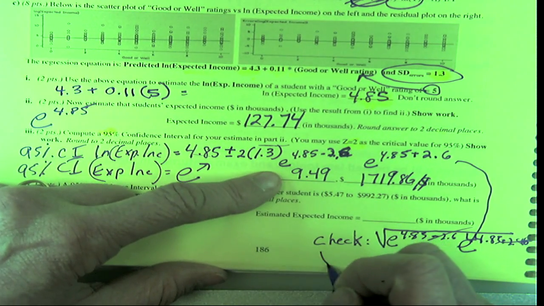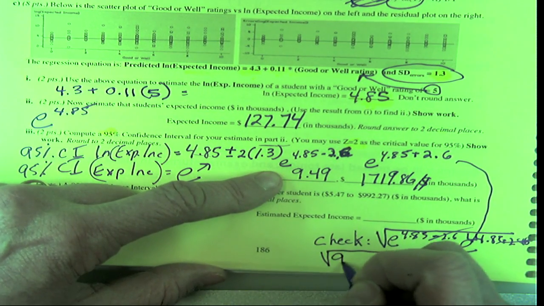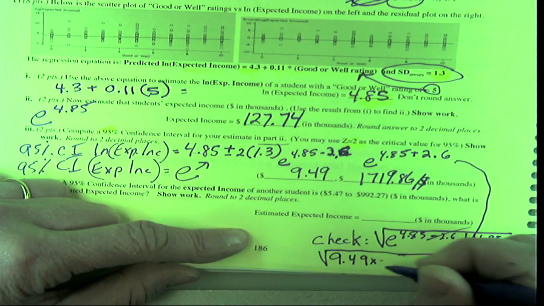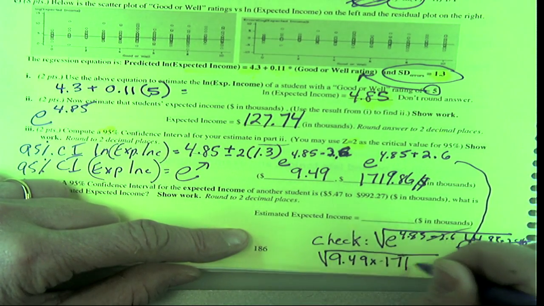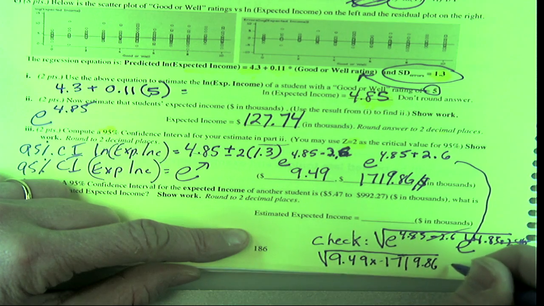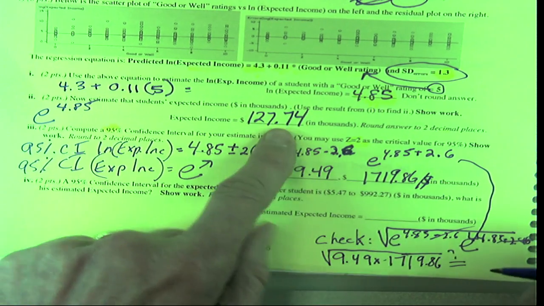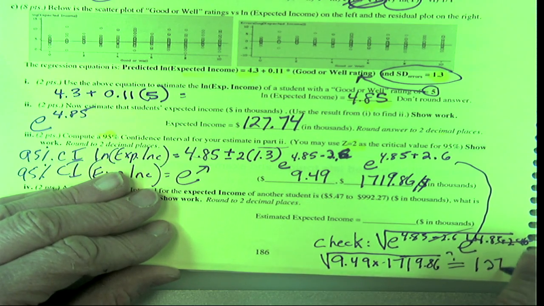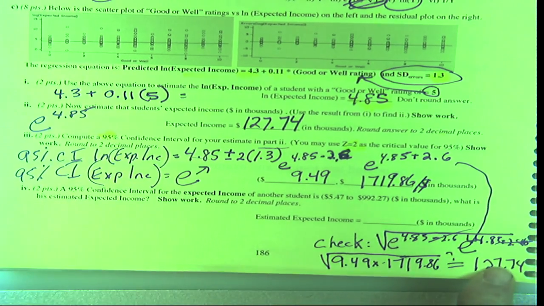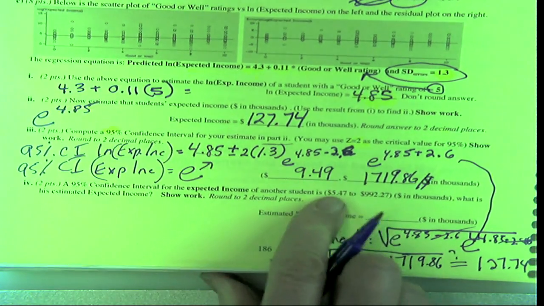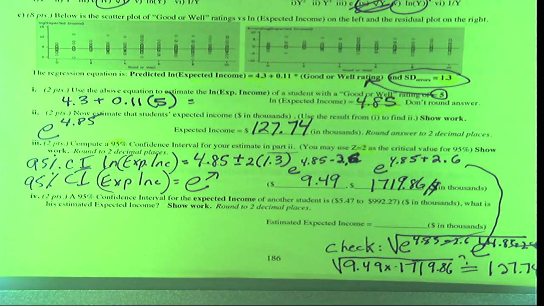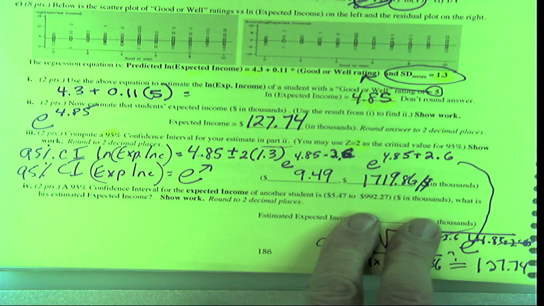So you can just say, the square root of 9.49 times 1719.86, and check and make sure it is e to the 4.85. And it is. I didn't ask you to check it, but I'm doing this because it's a lead into this one. I said, what if you just had the confidence interval and I asked you for what the prediction is? You can't just take the average of those two things.